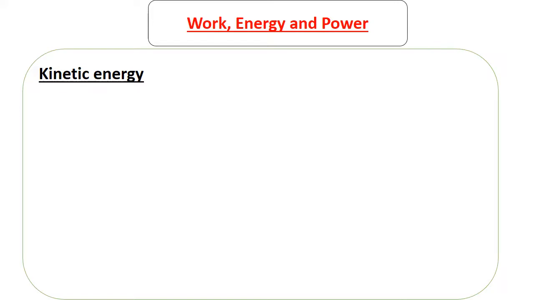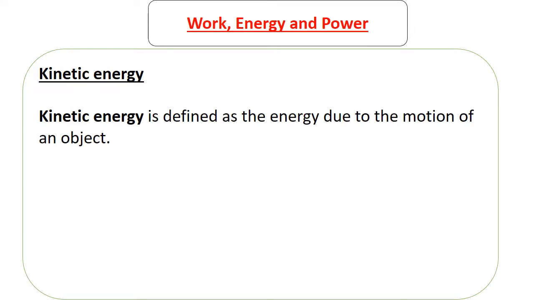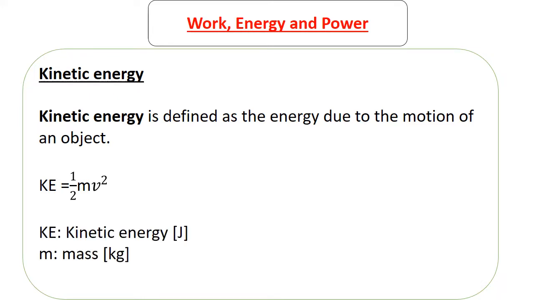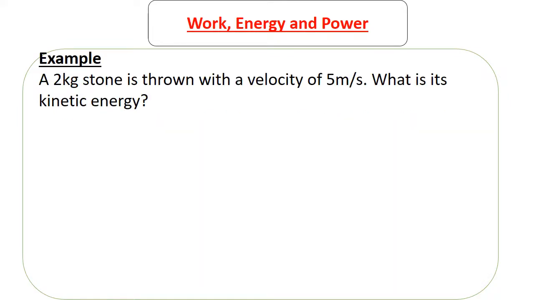The next type of energy is kinetic energy, which is kind of the opposite of potential energy and is defined as the energy due to the motion of an object. So kinetic energy is basically the energy possessed by objects that are moving. The formula for kinetic energy is KE = half mv squared, where KE is kinetic energy, m is mass in kg, and v is velocity in meters per second. Kinetic energy is going to be in joules since it's just a type of energy.